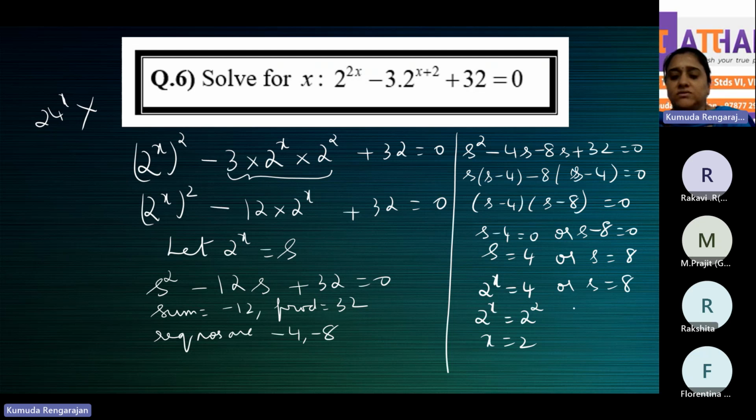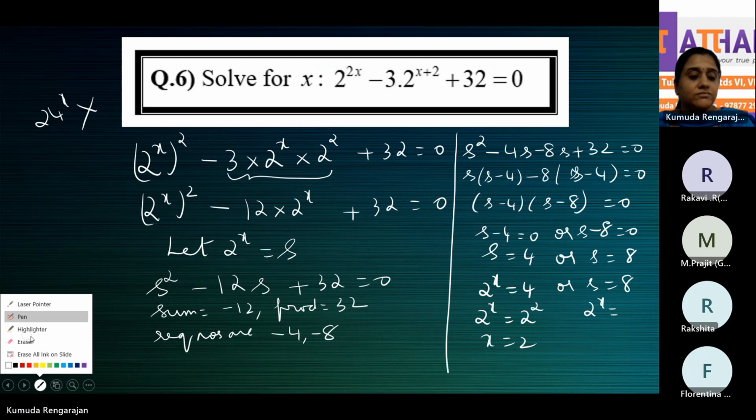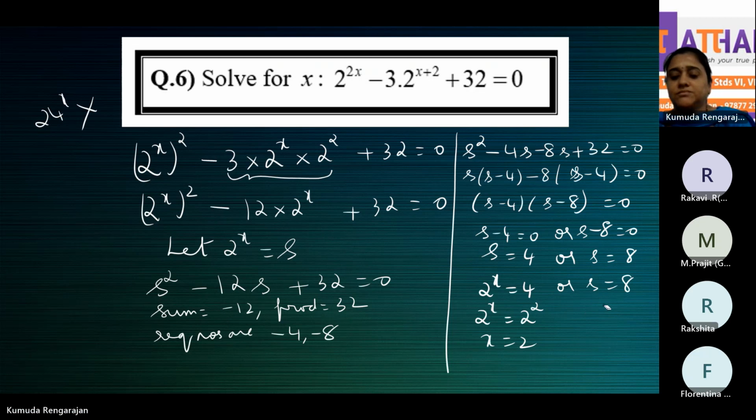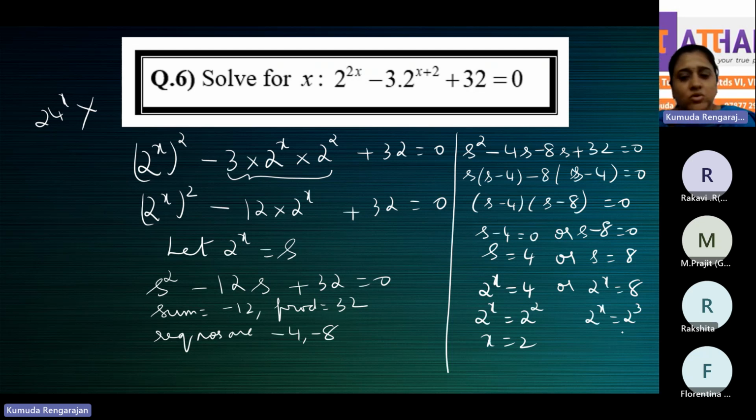Here s is equal to 8. So 2 to the power x is equal to 8. 2 to the power x is equal to 2 cubed. Again, 2 gets cancelled on both the sides, like bases are same. So equating the powers, we get x is equal to 3. So the values of x are 2 and 3. All right.